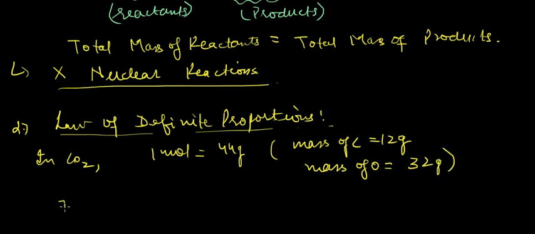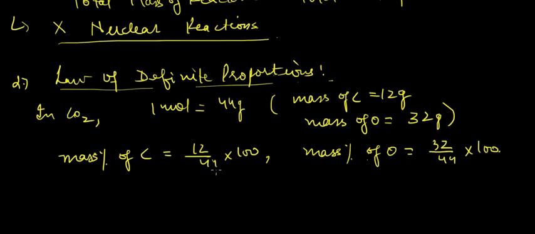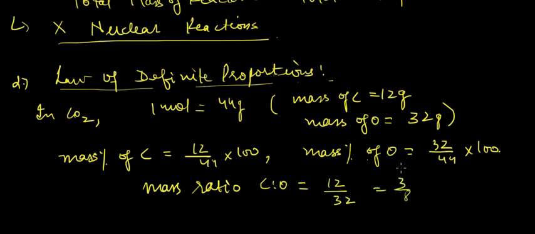Okay, so mass percentage of carbon in CO2 would be 12 divided by 44 into 100. Similarly, mass percentage of oxygen would be 32 divided by 44 into 100. Okay, and the mass ratio of carbon to oxygen would be 12 over 32, or you can say it is 3 over 8.